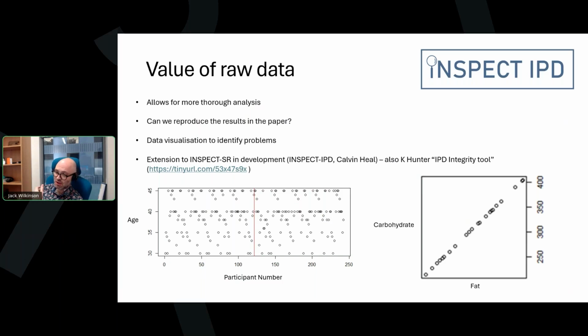In the first one, I just plot the age of the people in the data set. By doing so, I can easily see that there's some repetition here. The example on the right is from a nutrition study, and by plotting some of the variables against each other, in this case carbohydrates against fats, I can see that in the data set they're perfectly correlated. That's just not plausible. It implies that everyone consumes carbohydrate and fat in the same ratio. Of course, in reality, people's diets vary. That's clearly not authentic. So having the raw data allows us to see things such as this.